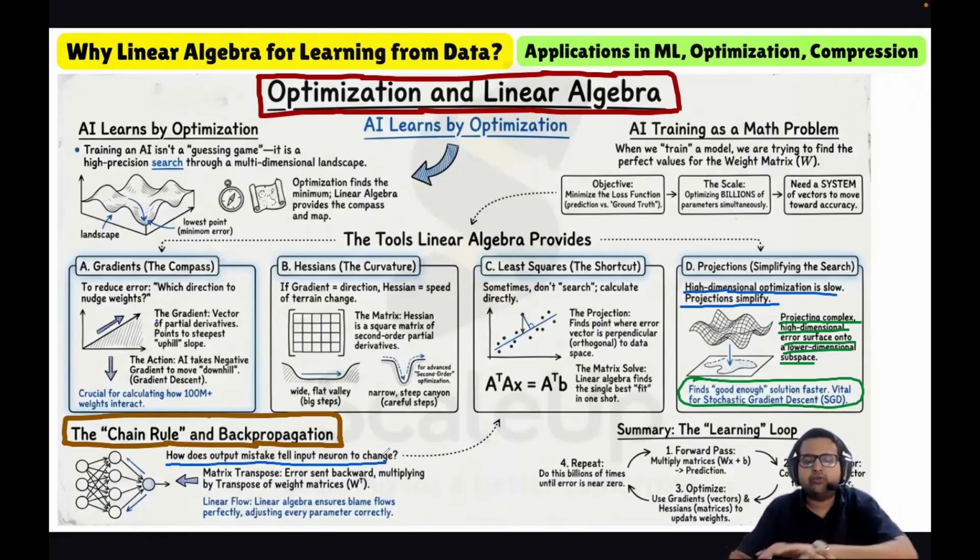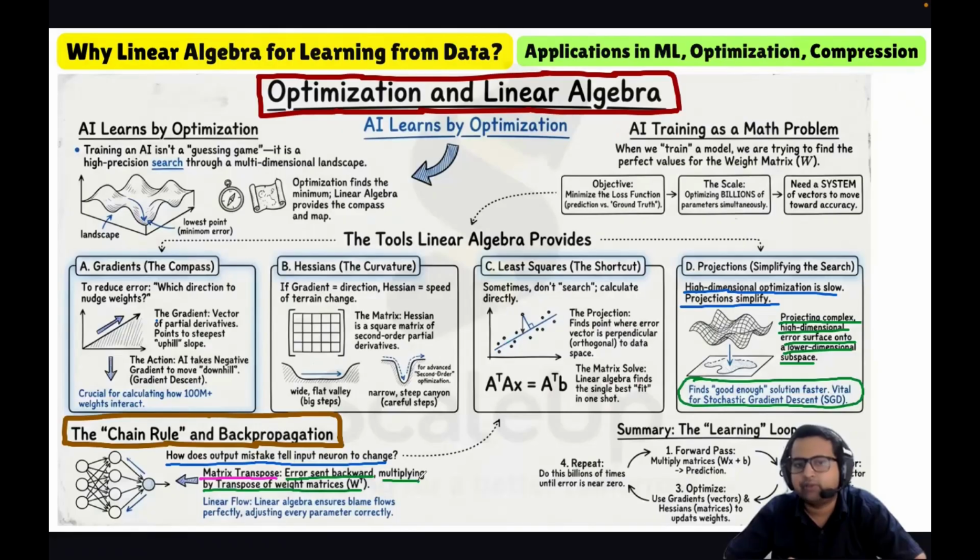So what we do is we go for matrix transpose. Whatever the error we got, the difference between the predicted value and the actual ground reality, we will send it backward. So during the training, the error is sent backward through the network. This involves multiplying the error vector by the transpose of the weight matrix. So that is what the backpropagation is.